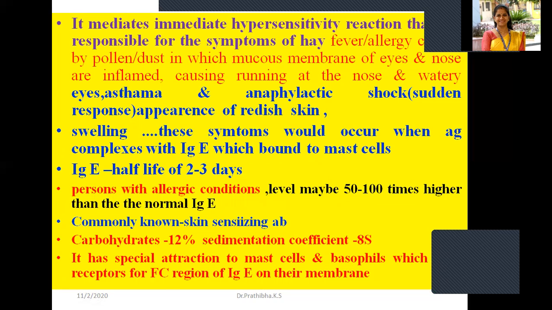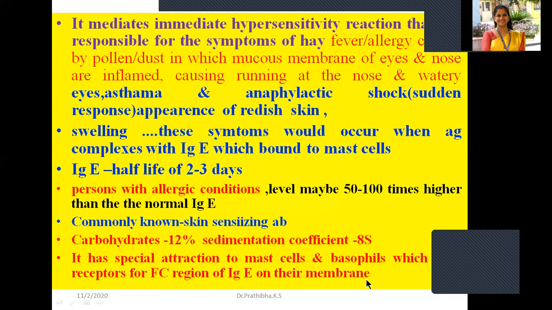This IgE is commonly known as the skin sensitizing antibody. Keep it in mind, because in an MCQ or maybe in a viva you might be asked which is the skin sensitizing antibody. That time you should be able to recall IgE. In this IgE, we can see a higher concentration of carbohydrate, that is 12 percent. Sedimentation coefficient is 8S. It has special attraction to mast cells and basophils which bear receptors for the Fc region of IgE on their membrane.